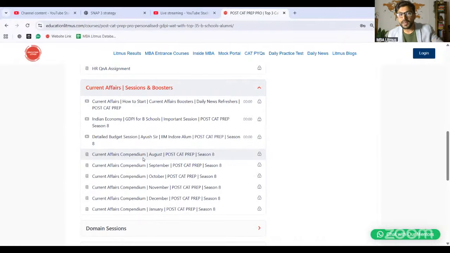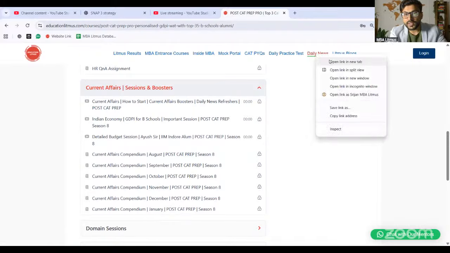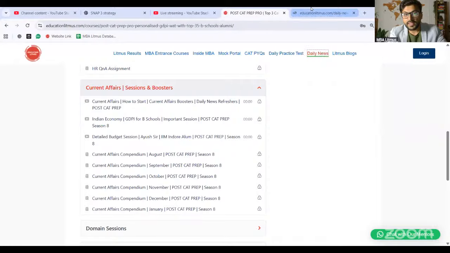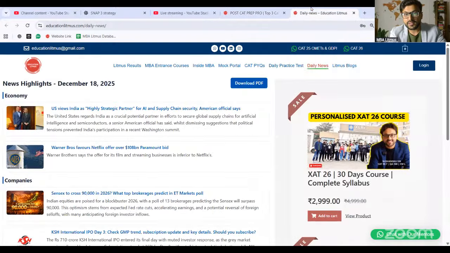Besides that, keep having sessions on current affairs at a weekly level to understand what is happening. Another important element is the daily news. Are you guys able to see this? I've opened that in a new tab, are you able to see this new tab also? Brilliant. So what you are looking at is the news highlights for December 18, 2025.